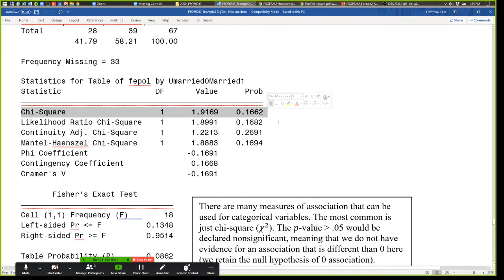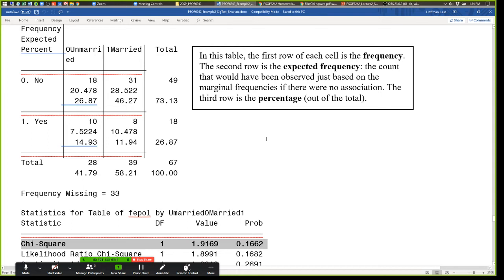Is the frequency missing? Does that mean that they just didn't answer the question? That means there were 33 people who did not answer one of the questions, and so we can't include them in the cross-tabulation. So there were 100 people in the data set. 33 people are not part of this analysis. Good catch.